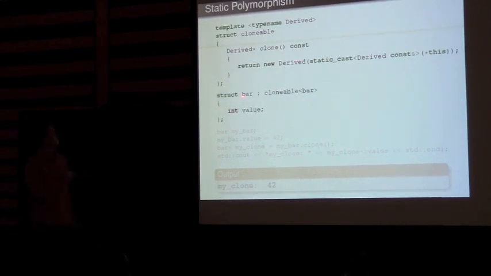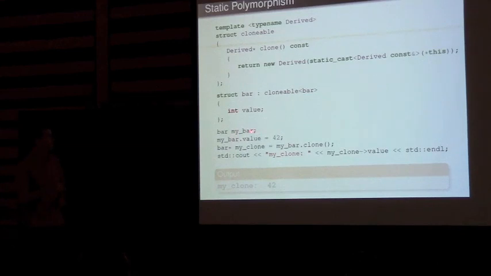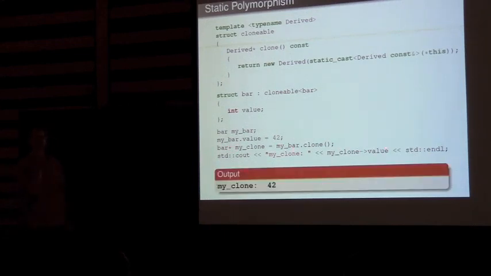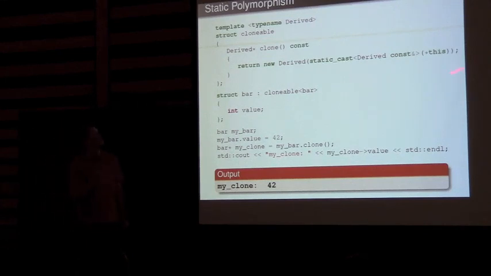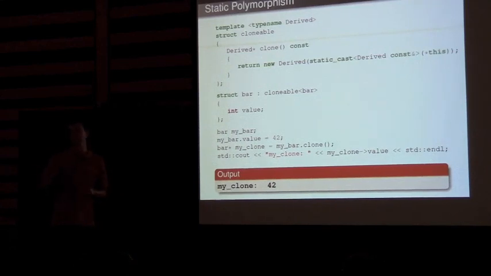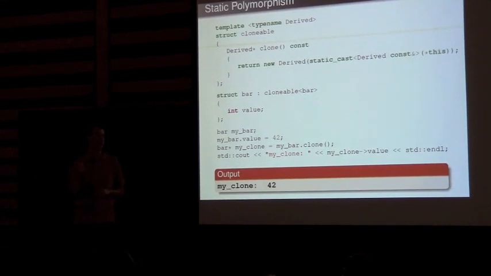So here we have bar, which inherits from clonable bar. It has an int, very exciting. I can create a bar. I can set its value to 42. I can call clone, and I'm going to get back now a bar star. My clone value is 42. So this does exactly what we want for a clone, and it does it in a generic way by using CRTP. So here we are using, in essence, static polymorphism, right? We're getting to the right derived type by casting this to the derived type. So we cast this to the derived type pointer, and then we can utilize it. Does that make sense? Why static cast?